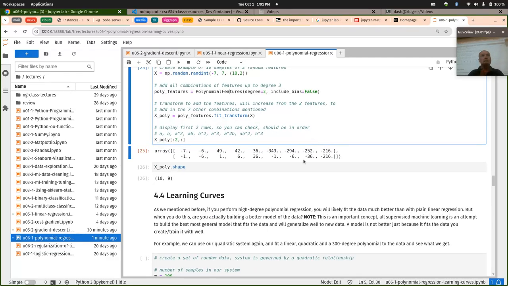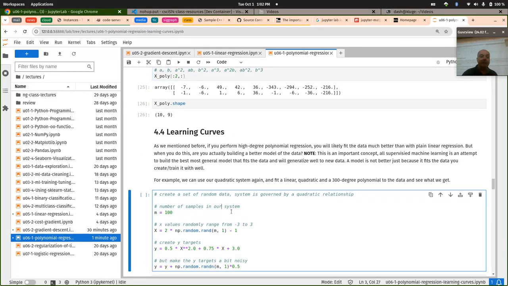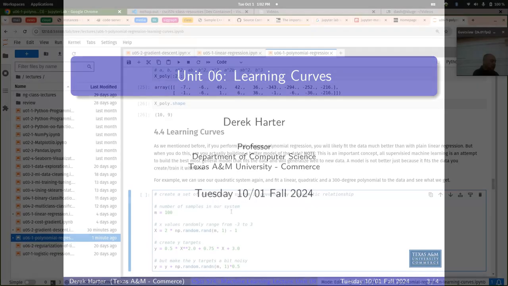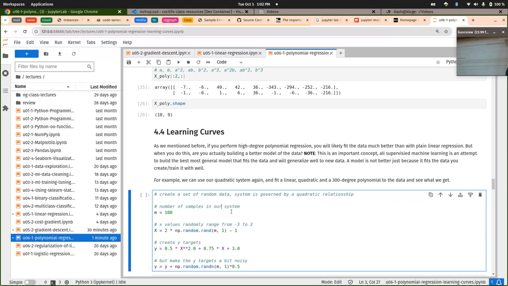Okay, so good enough. So that's one thing. So let's move on to the next thing. Another thing you have to do a lot of on assignment 3 is use these learning curves. Okay, so let's talk a little bit about what those are and what they're used for.